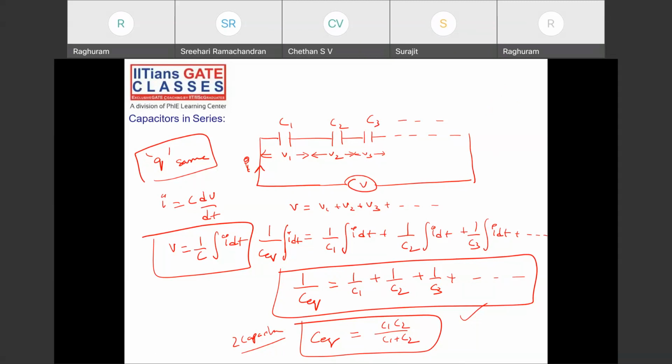If you remember, you might have studied this in electrostatics, even in your plus two. Okay, sir. Yeah. Next, inductor.